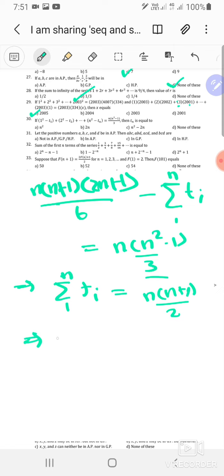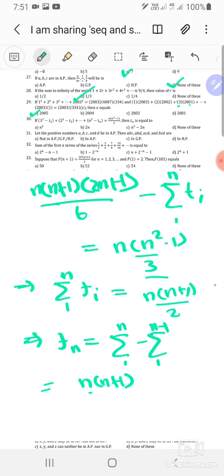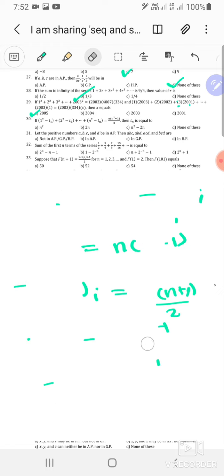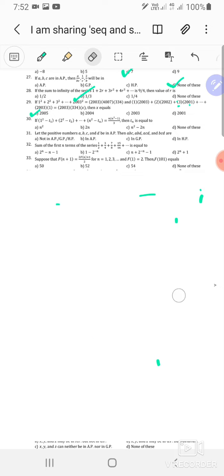So from that I can say that Tn is equal to the summation from 1 to n minus the summation from 1 to n − 1 of Ti. That will just be n(n + 1)/2 minus (n − 1)n/2. You got n/2 common, so n + 1 minus n − 1, that's 2. So this is just n. So Tn is the same thing as n. Then Tn is equal to, wait, something went wrong. Let's just do it once again.